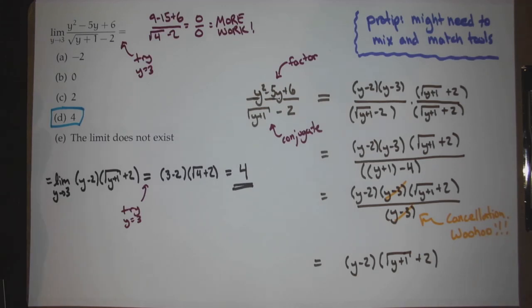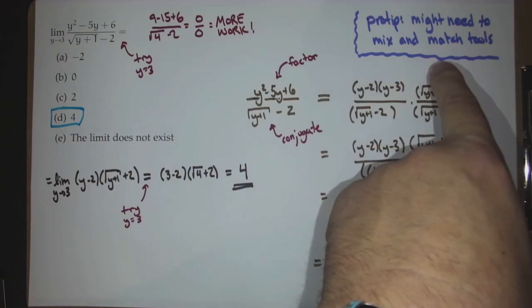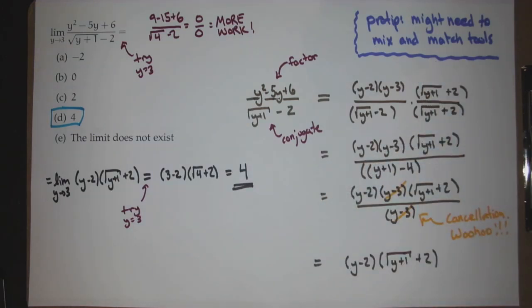All right. So, what do you do? Well, first thing is you just plug it in, right? You should always plug in and see what's going on. In this case, we get 0 over 0. 0 over 0 does not mean 0. 0 over 0 means more work. Now, pro tip, you might need to mix and match tools. In this case, the tools you need are factoring for upstairs and multiplying by the conjugate to simplify the downstairs. The conjugate is the get-rid-of-square-root tool.